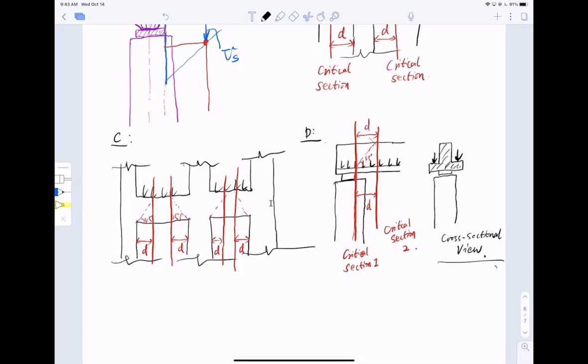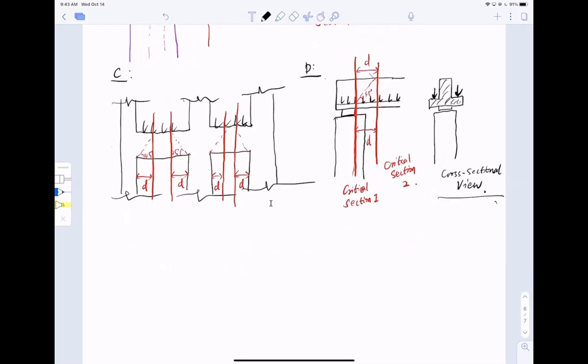All right, so that's the d, or in the code it's called other cases. Now this is called edge load. I have two critical sections. So the most important message for this case is two critical sections.